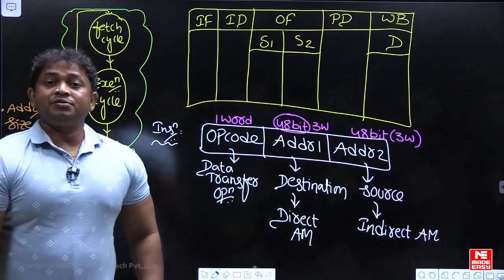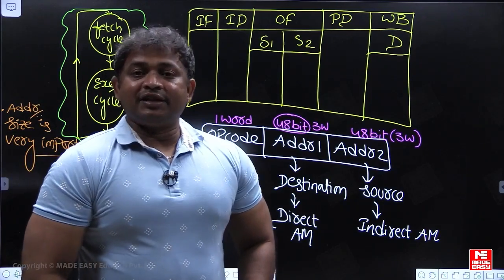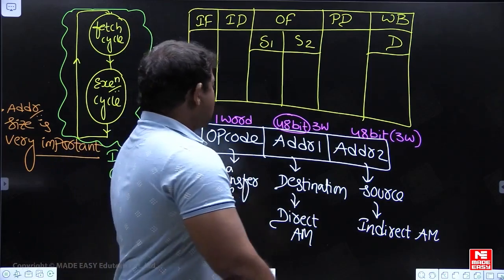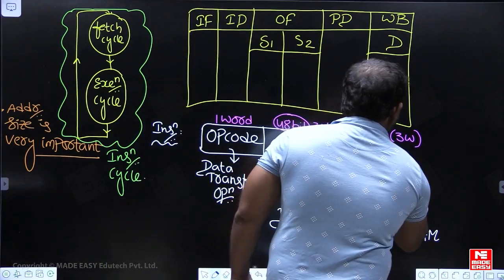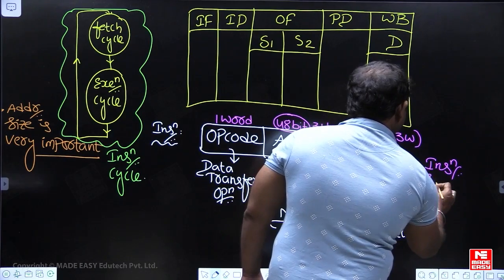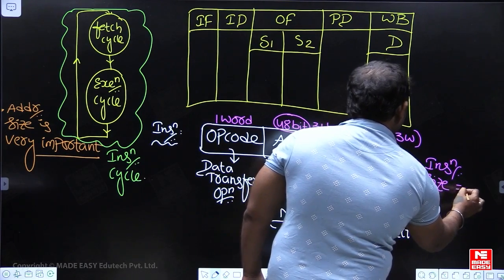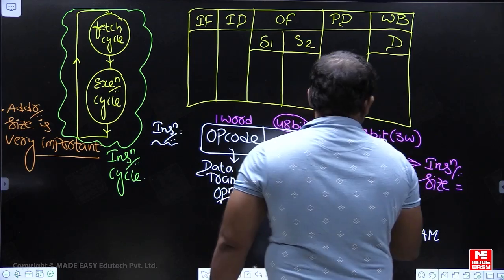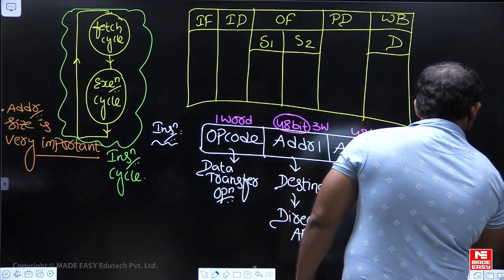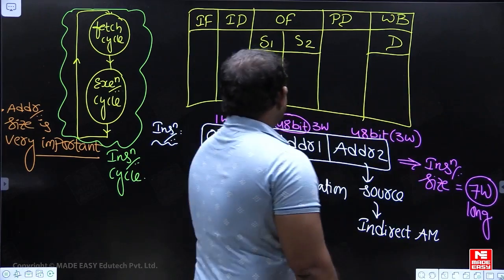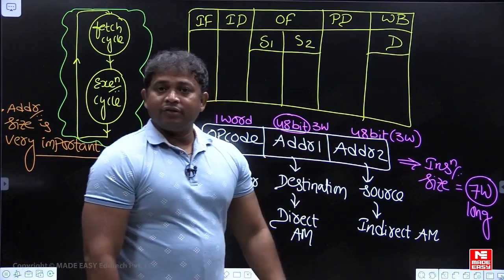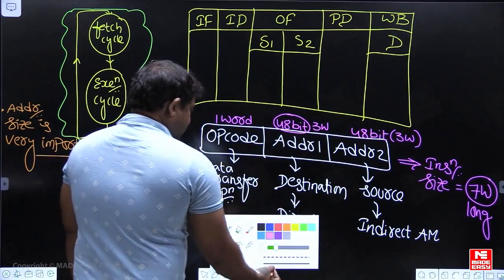Okay, with respect to 16 bit CPU, word length is 16 bit. So that 48 bit means 3 words long. Therefore, here total instruction size is equal to 1 plus 3 plus 3, that is 7 words. Opcode is 1 word, address 1 is 3 words, address 2 is 3 words. Okay, all right.